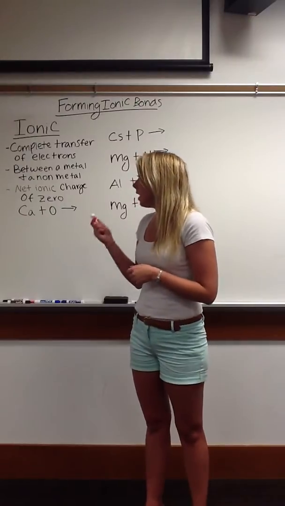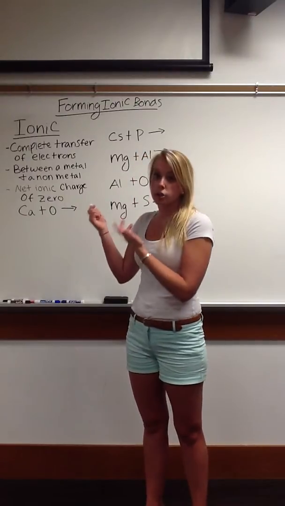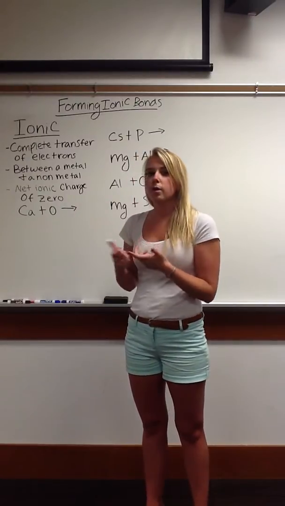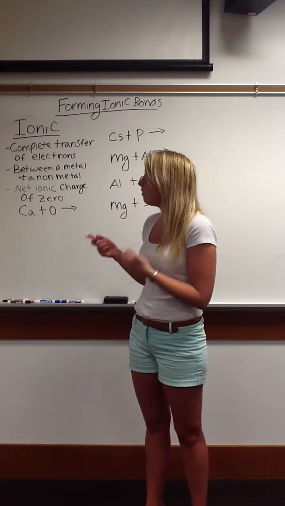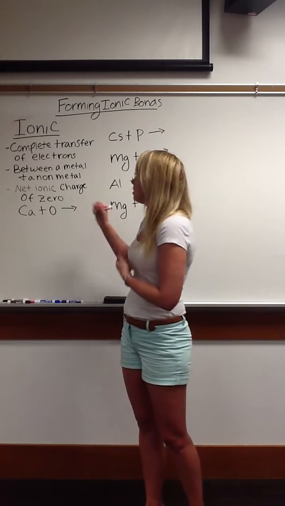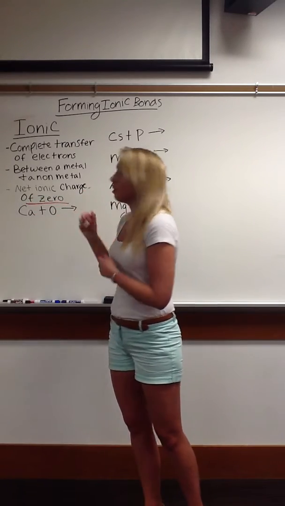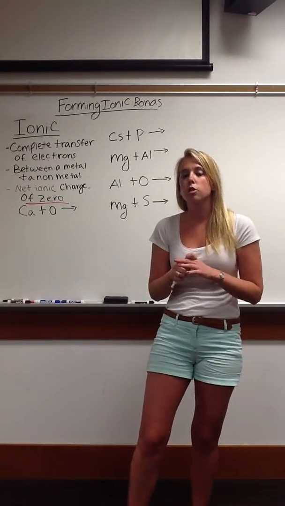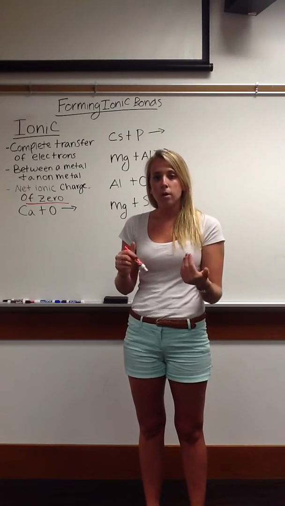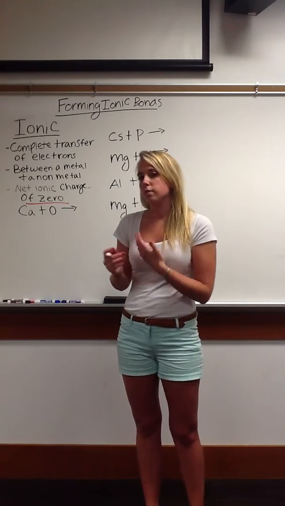When you do an ionic bond, you have to have a net ionic charge of 0. So if you look, a net ionic charge of 0, you don't want a charge. So you want the charges to balance out so that there isn't an overall charge involved.